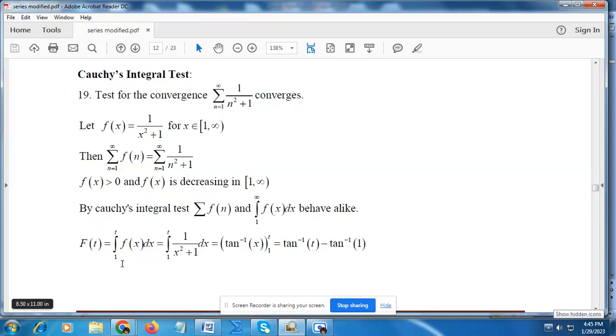Consider F(t) as the integral from 1 to t of f(x) dx. The integral from 1 to t, where f(x) is 1 by x square plus 1, dx. The integral of 1 by x square plus 1 is tan inverse x.